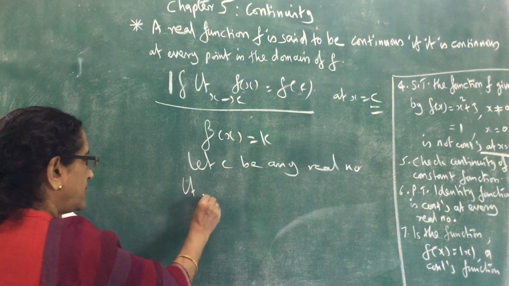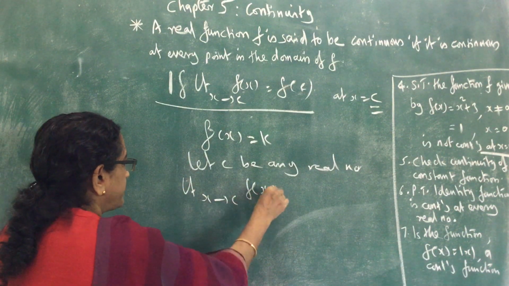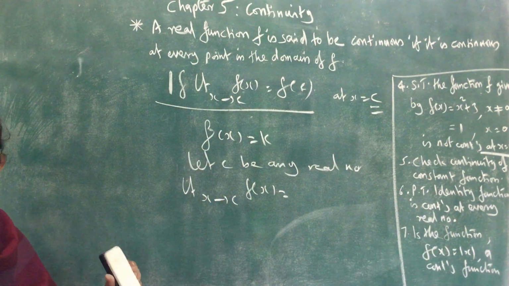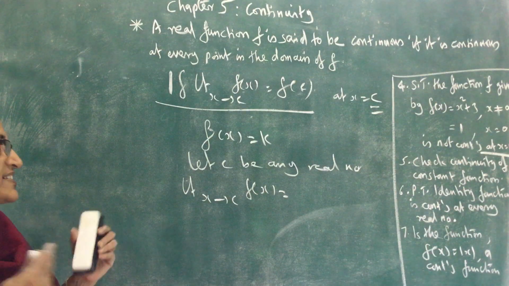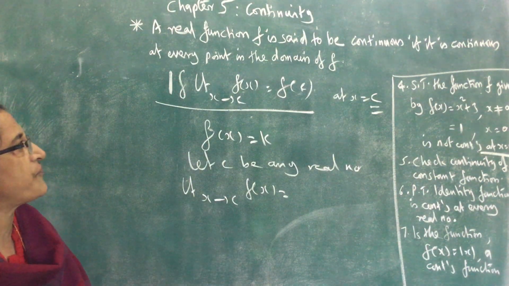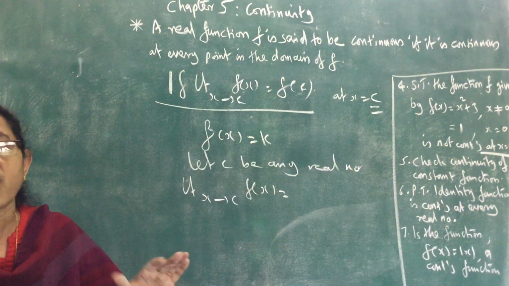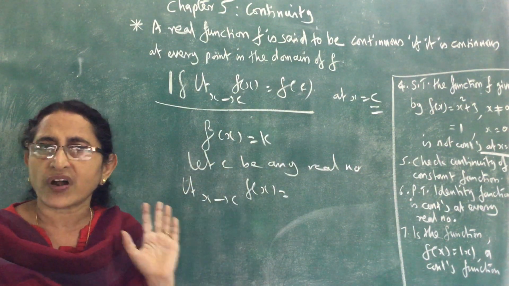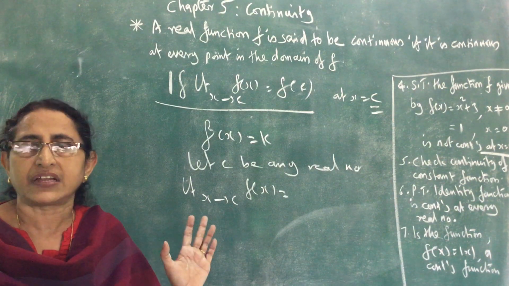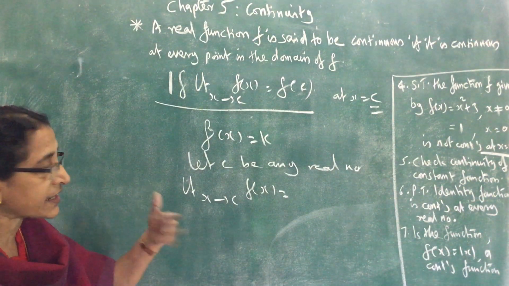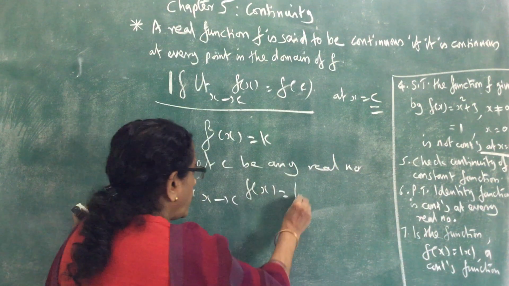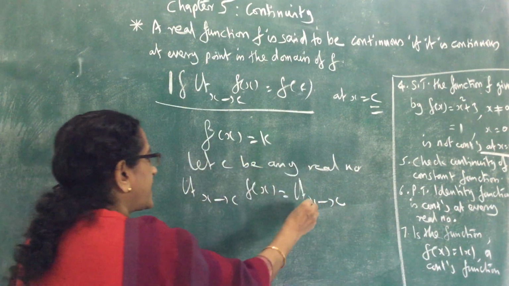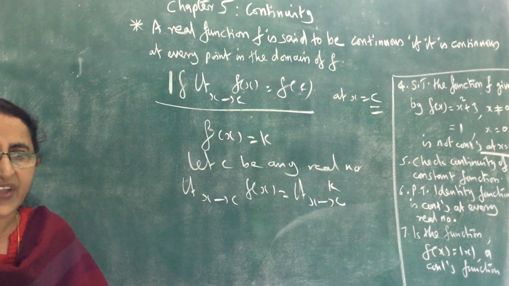So we find limit x tends to C f of x. On the left side we want to find limit x tends to C f of x. That means when x tends to C, what is f of x? Here also the function is a constant function, which means whatever be the value of x, f of x is a constant k. So it has only one value. Therefore, no need to find left hand limit and right hand limit. Directly we can find the limit. So that is equal to limit x tends to C f of x. What is f of x? It is defined as k. So in the place of f of x, we have to write k.